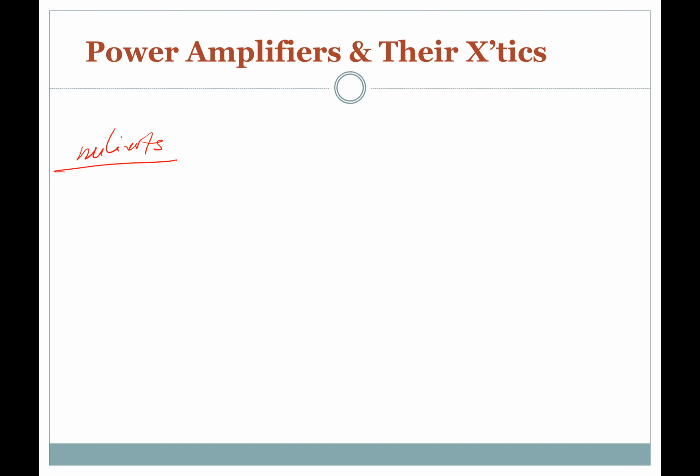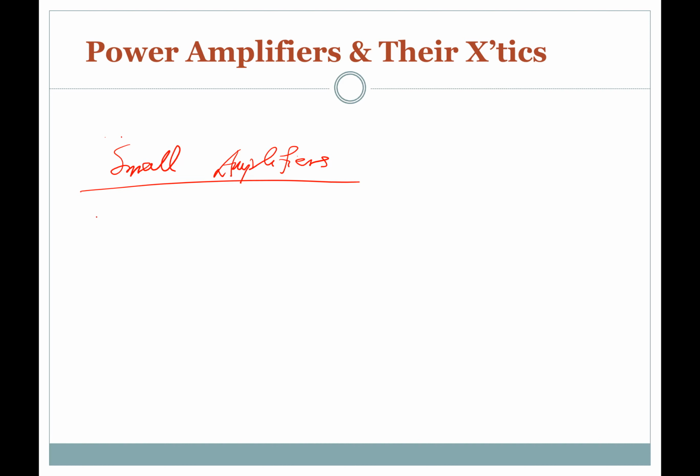In small signal amplifiers, the main factors are usually amplification, linearity, and also magnitude of the gain.